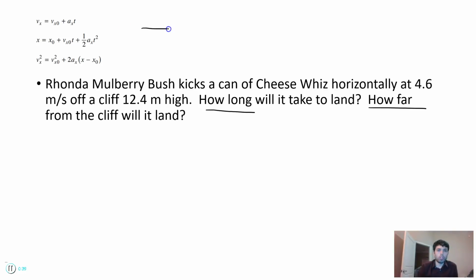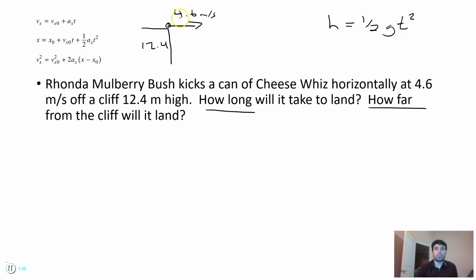So it is a horizontal launch. So I'm going to draw a little diagram here. Ball, Cheese Whiz can, whatever. 4.6 meters a second, and 12.4 meters high. Okay. Now we said earlier in class that we can use a shortcut equation. This guy right here. If and only if the object is launched horizontally or dropped.